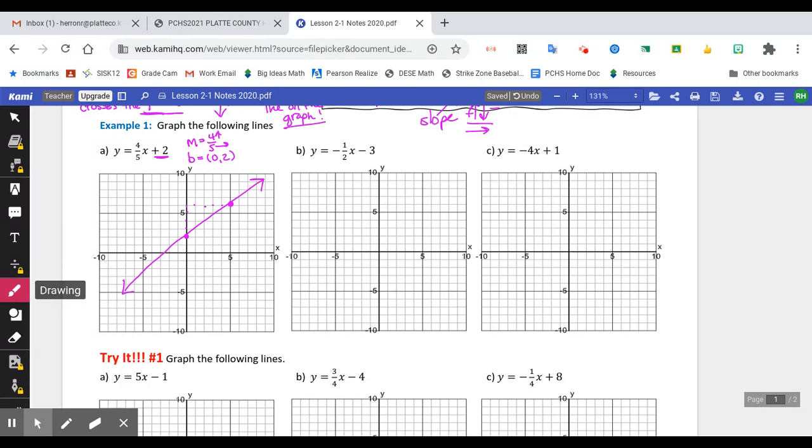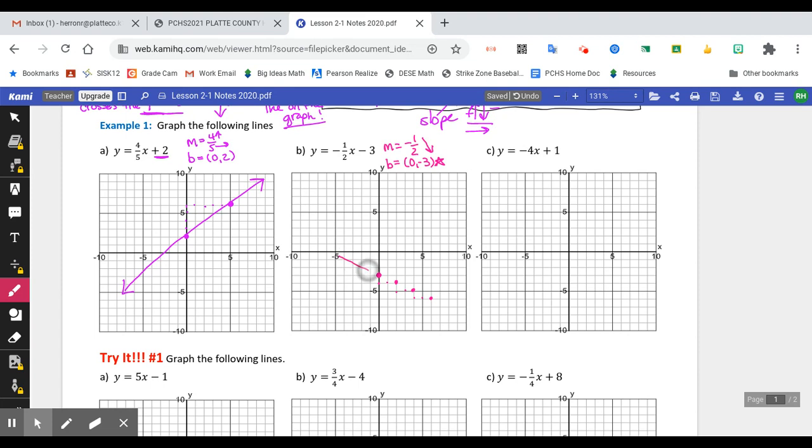Okay, so let's go to the next one. My slope is negative 1/2, so I'm thinking my line should go down. And then my y-intercept, or my b, is 0, negative 3. So I'm going to go on my y-axis down to negative 3 and put my point. This is where I start from. And then my slope is down 1, right 2. So down 1, right 2, put a point. Down 1, right 2, put a point.